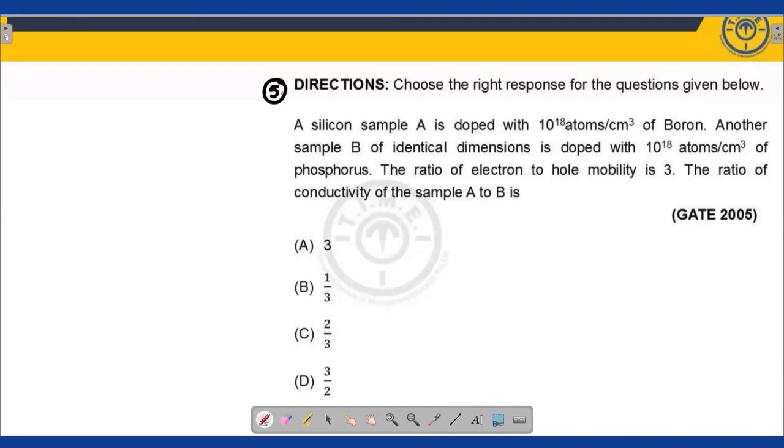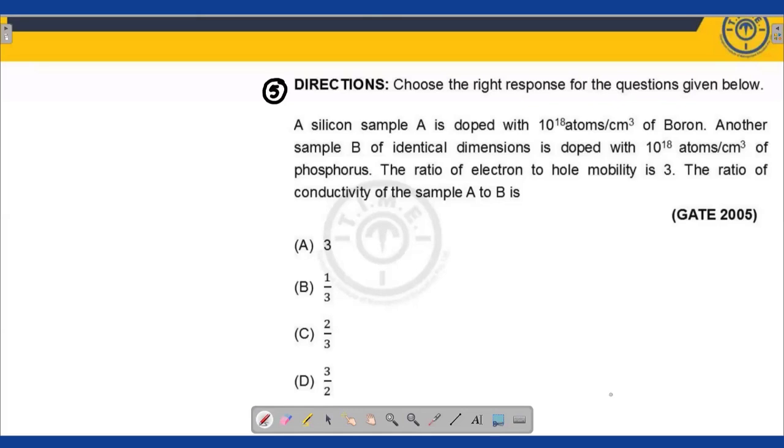Question number 5. This question was asked in GATE 2004, so it is very, very important. What is the answer for this particular question, my dear friends, which I am going to tell you over here.